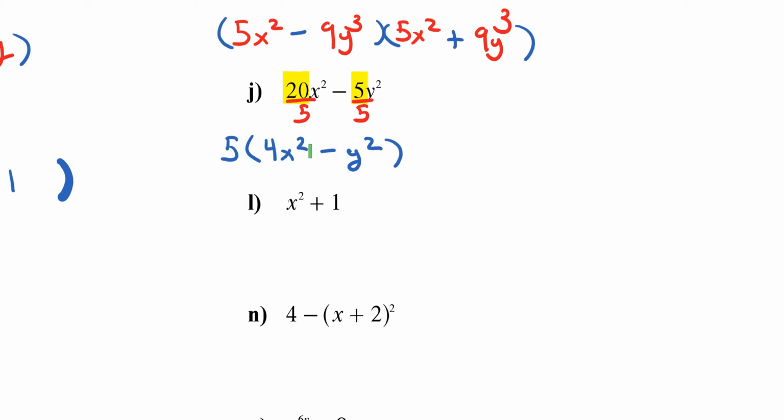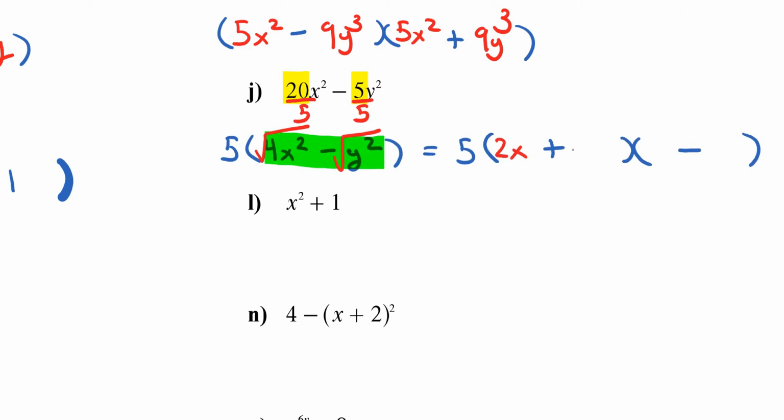And then after that, if you take a look at the inside here, you can factor that using a difference of squares. So two brackets, plus sign, minus sign, and after that you're taking the square root of each term, so 2x plus y and 2x minus y.